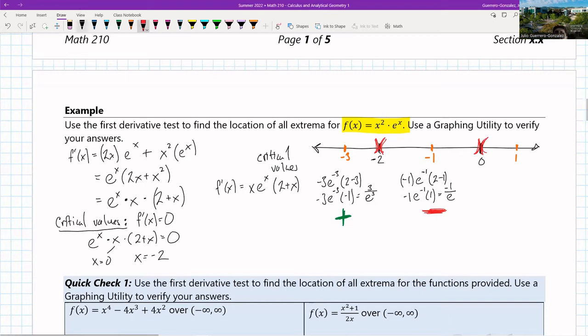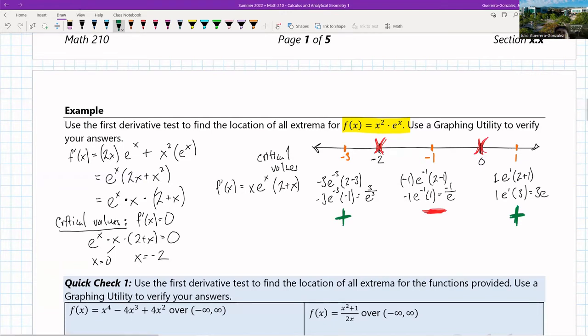Now let's go ahead and do the very last one. 1 e to the 1 times 2 plus 1 in this case, right? This would be 1 e to the 1 times 3. So this is going to be equal to 3e. I don't care about the value. I care about the sign. That is a positive value. Okay.